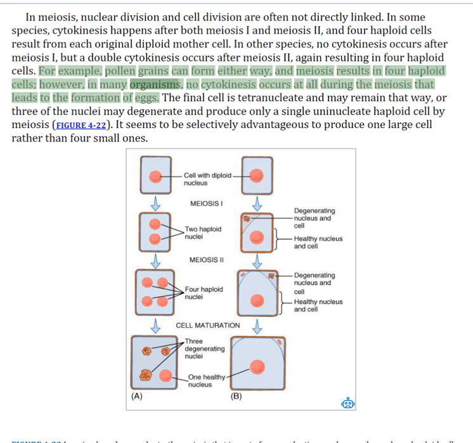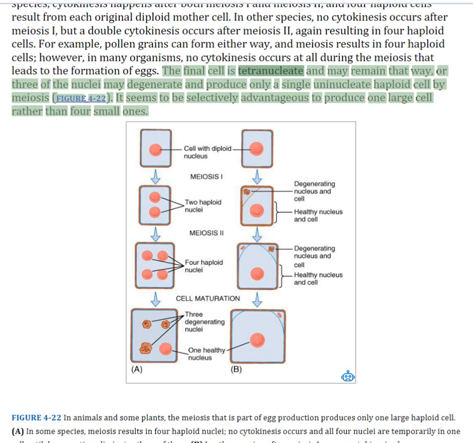However, in many organisms, no cytokinesis occurs at all during the meiosis that leads to the formation of eggs. The final cell is tetranucleate and may remain that way, or 3 of the nuclei may degenerate and produce only a single uninucleate haploid cell by meiosis. It seems to be selectively advantageous to produce one large cell rather than 4 small ones.